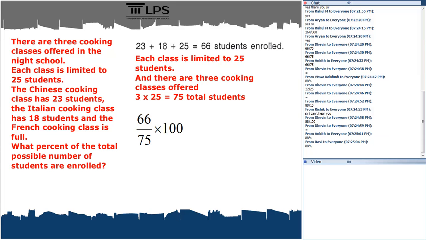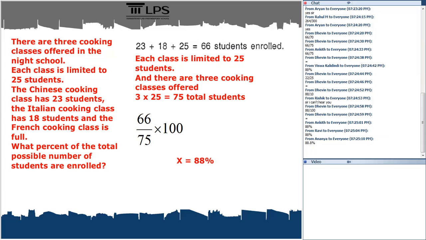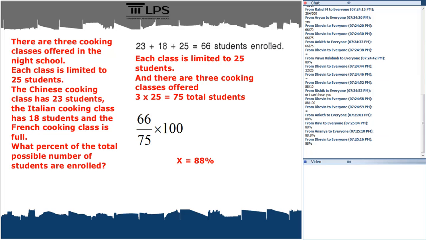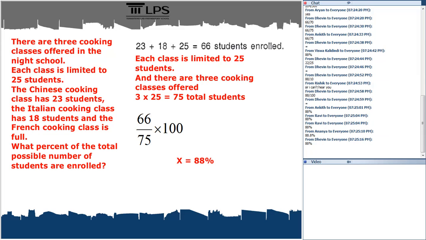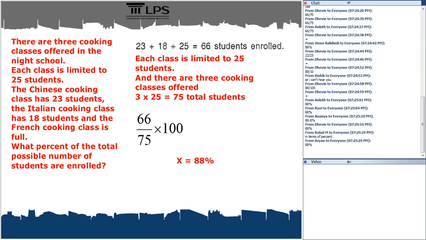Okay, let's move one step further. 66 students are enrolled out of 75. Convert that into a percentage. Yes, the answer to that question is 88. Ananya, rethink your answer. Deven, yes, you are right now. Ravi is correct. Ankesh is correct. Yes, 88%. Aryan, you are right. Everybody is correct by now.